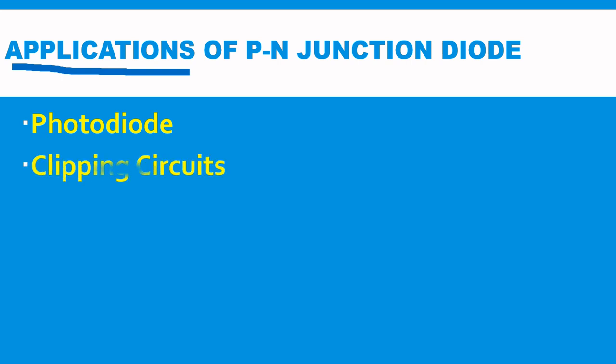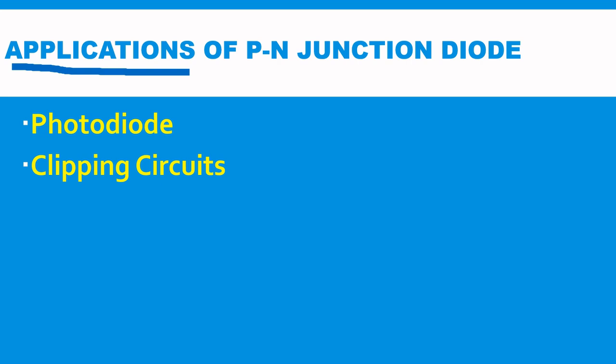The second application is clipping circuit. The clipping circuit is used to help in limiting voltage levels so that they don't exceed the threshold voltage level. These diodes help clip the signals due to their unidirectional nature so that signals don't cross the threshold voltage limits.